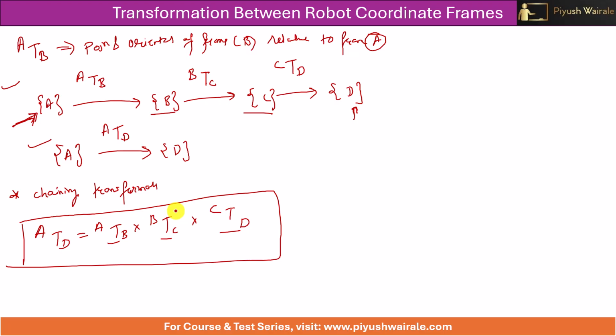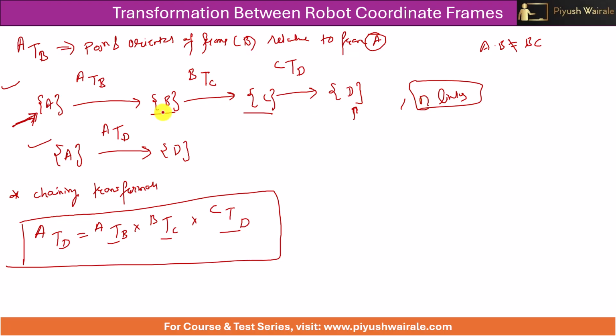Make sure you write them in the same order, because this multiplication does not allow the commutative property. A into B is not equal to B into A, because all these are basically matrices. So these are effectively chained transformations. Here we have just discussed 4 frames. Let's say, for example, we have n frames, or n number of links. In that case, what can we do?